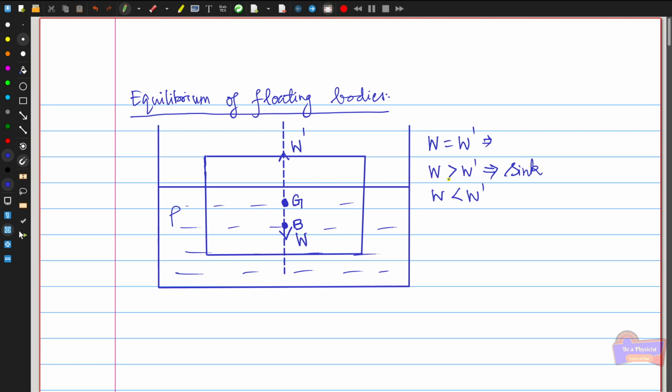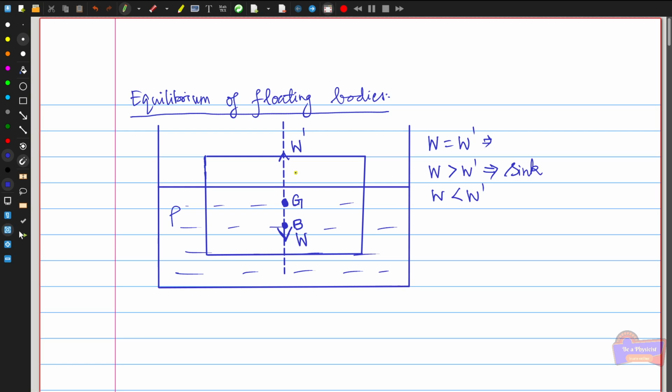Finally, if W is less than W prime, then the body rises upwards, because the buoyancy force is greater than the weight of the object we have considered. So the body rises up so that a lesser volume of it is under the liquid. That is, it displaces a very small amount of liquid, and the upthrust force on it is very small.